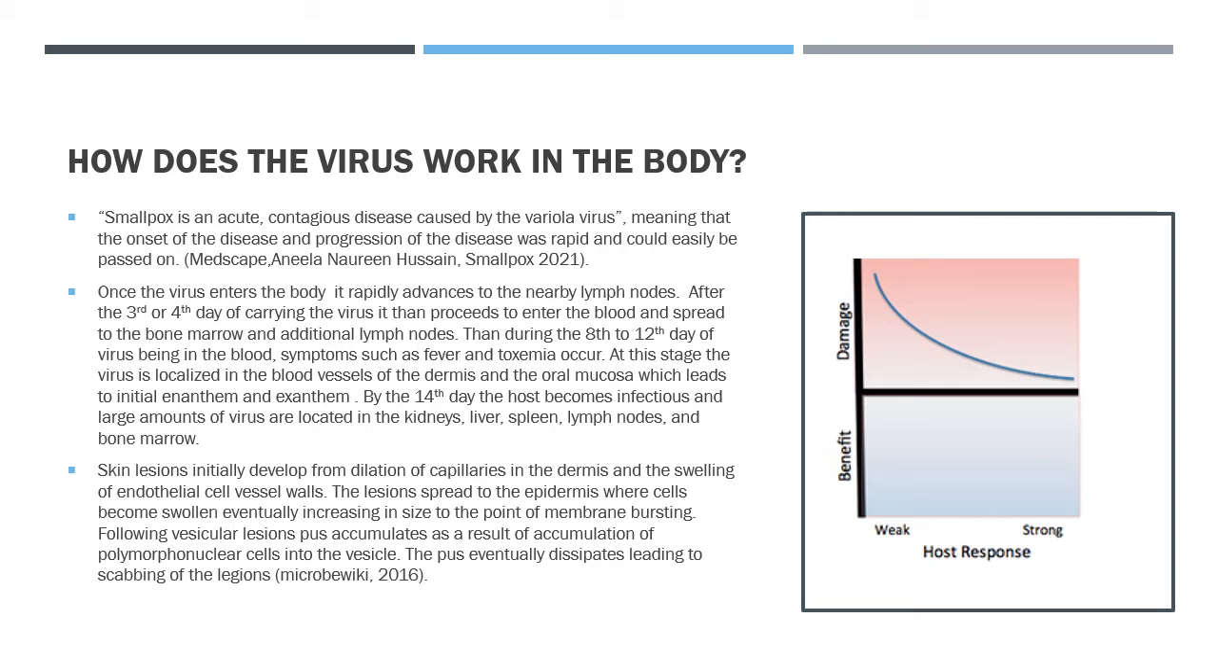Basically, throughout the whole entire body. Your whole entire body is infected. And then after that, skin lesions start to develop from the dilation of capillaries in the dermis and the swelling of endothelial cell vessel walls. The lesions spread to the epidermis, where cells become so swollen that they eventually increase in size to the point that they burst. Following the vesicular lesions, pus accumulates as a result of that. And then when the pus eventually dissipates, this leads to the scabbing of the lesions.